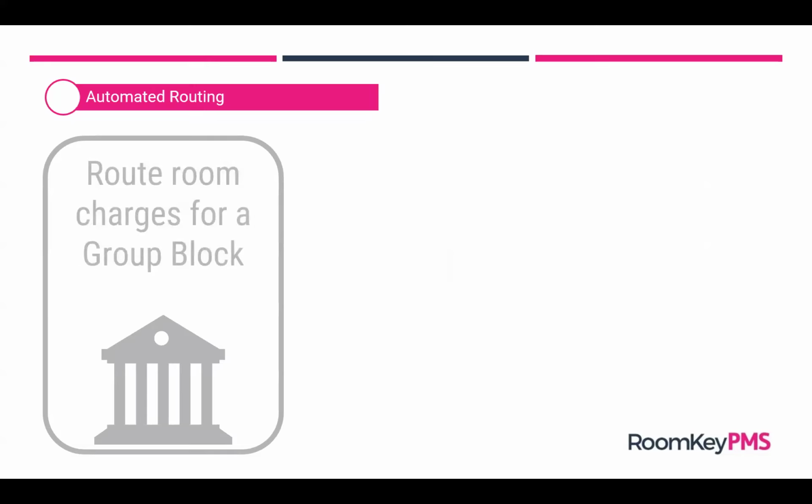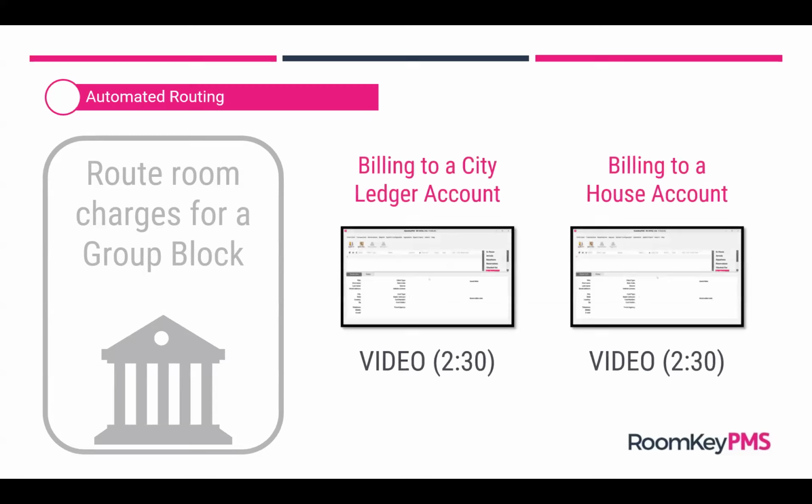Now for our last example of automated routing, I'm going to take a look at routing room charges for a group block. Now, when it comes to group blocks, we actually have two billing methods that you can choose from and manage inside Roomkey. The first one is City Ledger account billing, and then the second is house account billing. So we're going to take a look at the billing to city ledger account first.